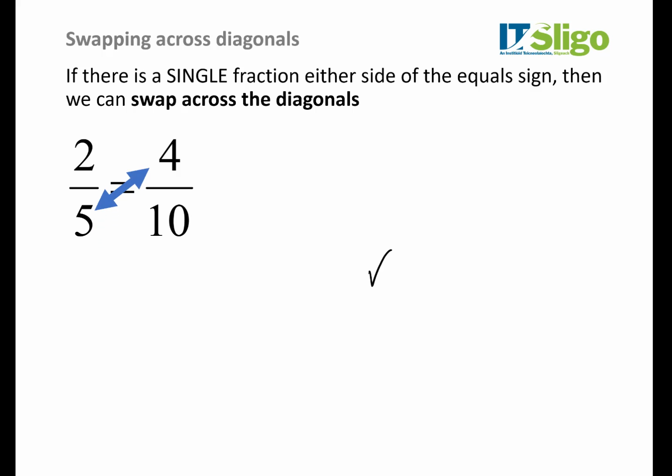Similarly, I could swap across the other diagonal. Swap the 4 and the 5. And again, on the left we have a half, and on the right it's still equal to a half. So that's also a true statement. So these are valid. If they work for numbers, then they're valid transformations is what they'd be called.